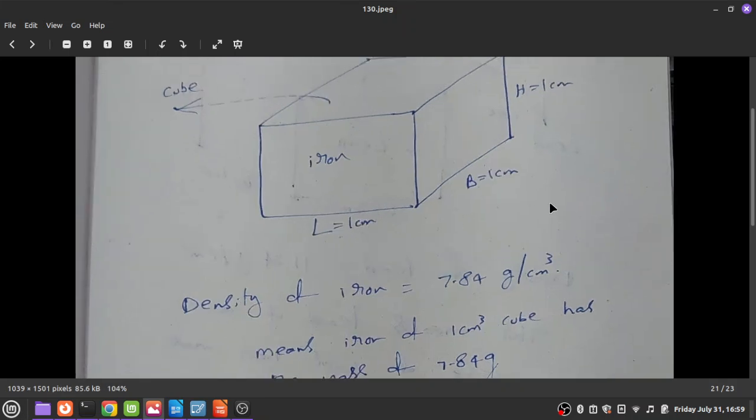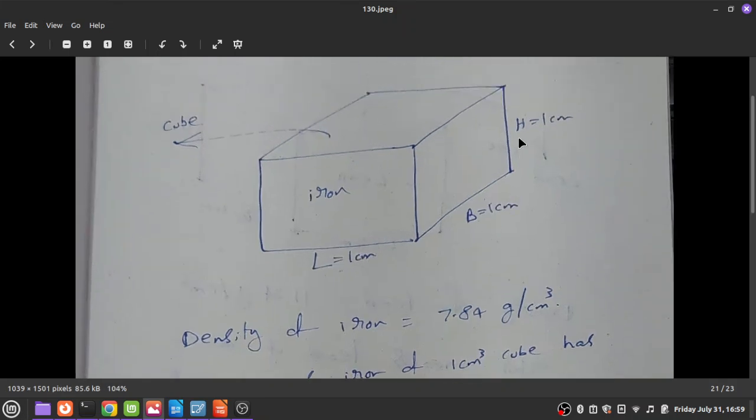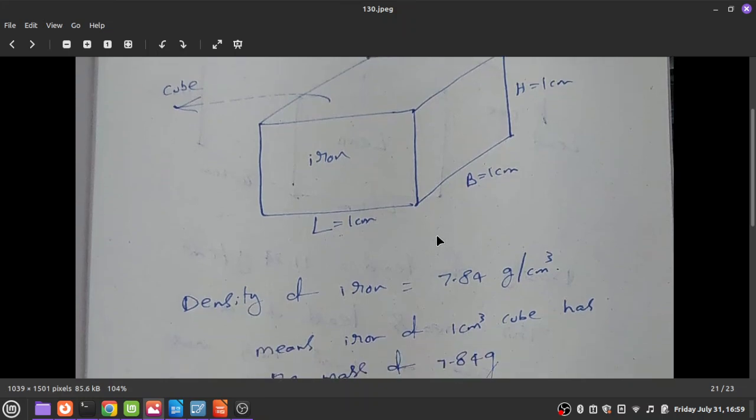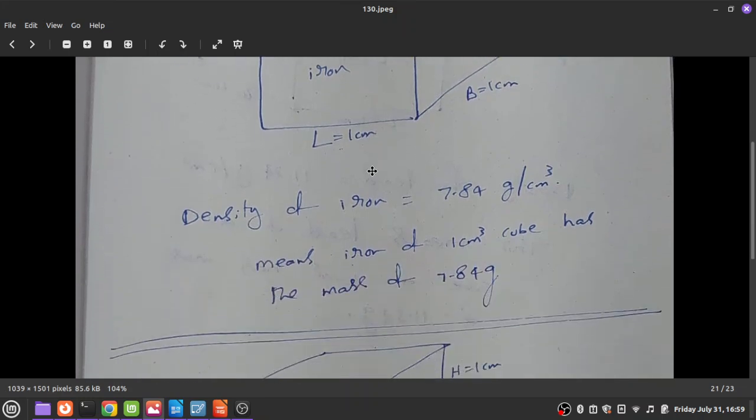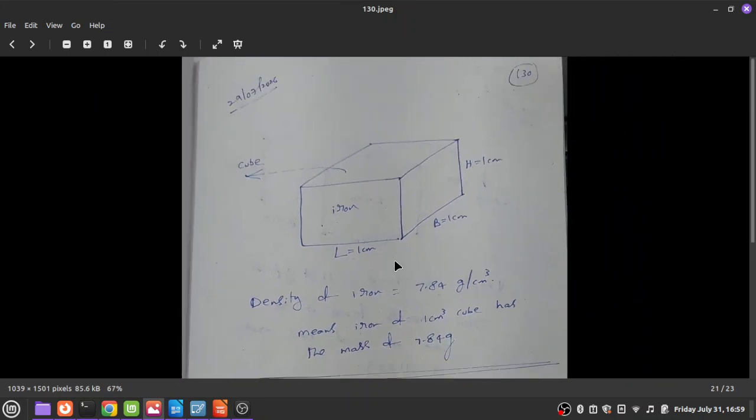Length is equal to 1 centimeter. Breadth is equal to 1 centimeter. Height is equal to 1 centimeter. So the volume is calculated as follows.